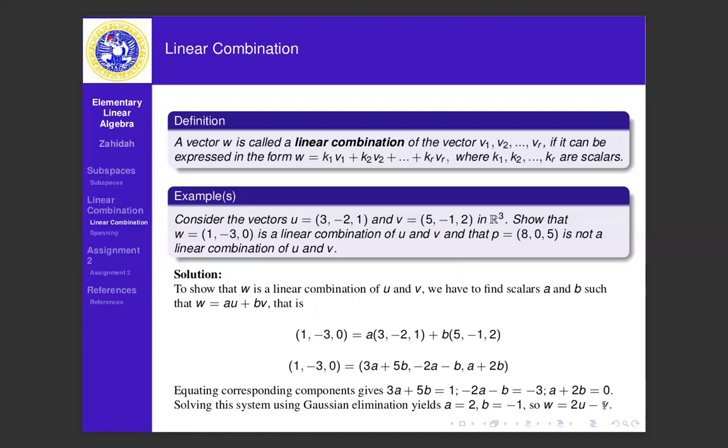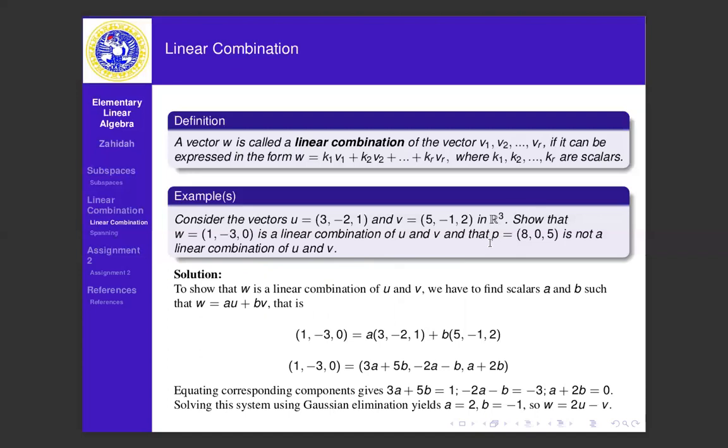Let's check our solution here. W equals 2u minus v. 2 times u, so we have 6, 6 minus 5, we get 1 here. The second component, 2 times minus 2 is minus 4, plus minus 1, we get minus 3 here. And the last component, 2 times 1, we have 2, minus 2, we get 0. So we already showed that W is a linear combination of U and V.